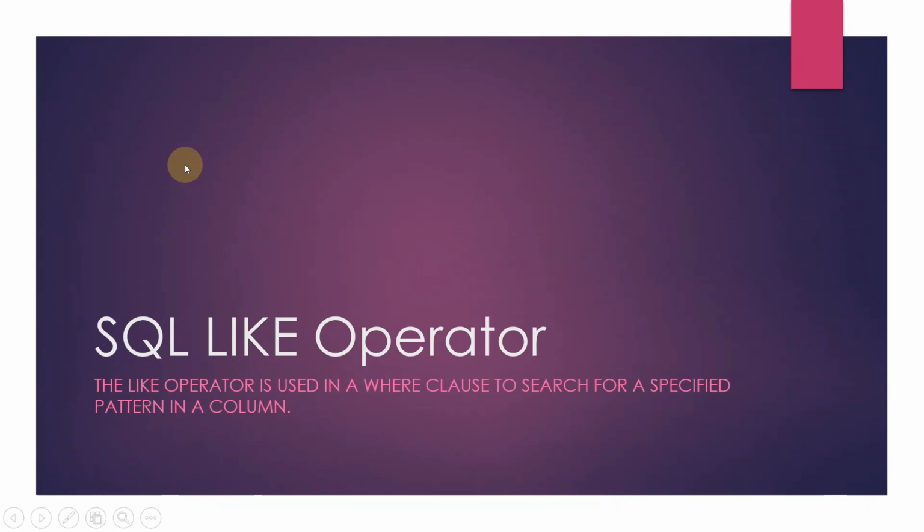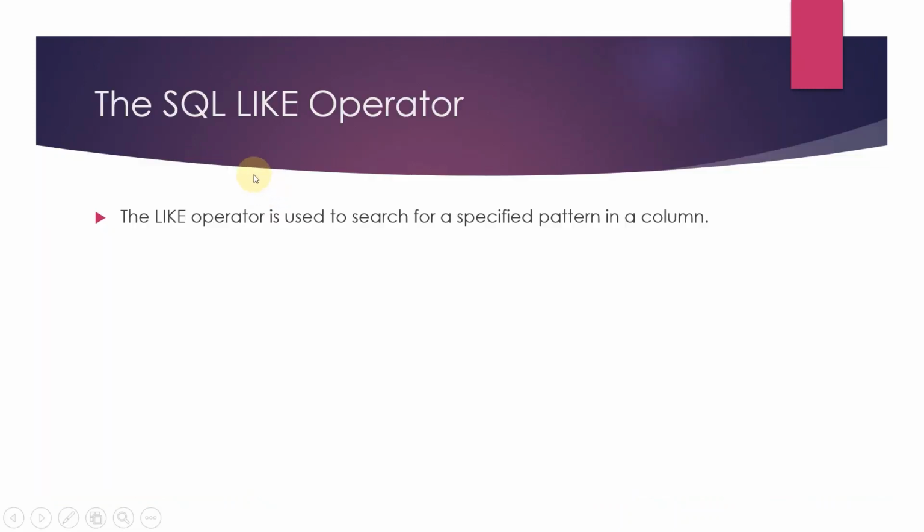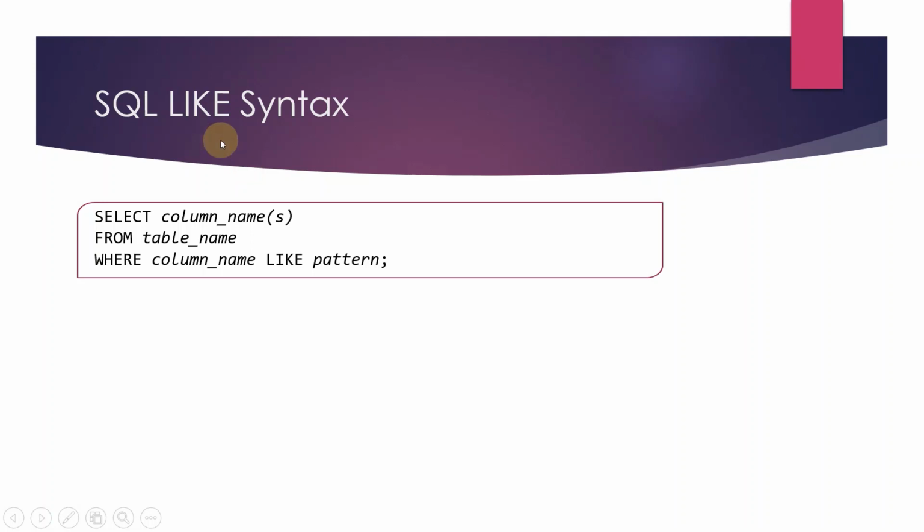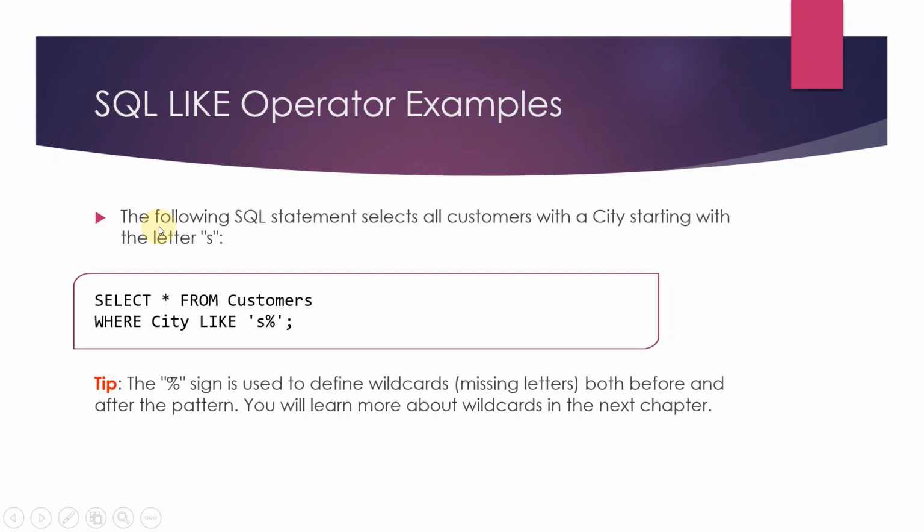How about the SQL LIKE operator? The LIKE operator is used in a WHERE clause to search for a specified pattern in a column in a table. So the syntax would be SELECT column name FROM table name WHERE column name LIKE pattern. Anyway, this is easy. The following SQL statement selects all customers with a city starting with S. The example would be SELECT * FROM Customers WHERE City LIKE 'S%'.